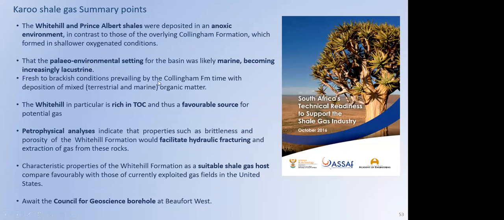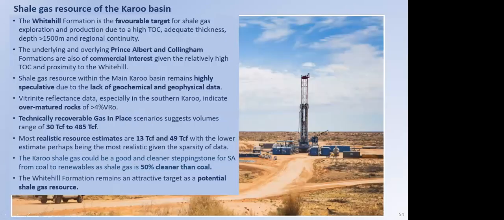It became more lacustrine towards the top. I mean, the Whitehill is rich in TOC, a favorable source rock. The petrophysics tell us that the brittleness can facilitate hydraulic fracturing. I believe the Whitehill is a suitable shale, and then let's await the Council for Geoscience borehole. So lastly, in summary, the Whitehill is a favorable target, and we've got the supporting Prince Albert and Collingham.